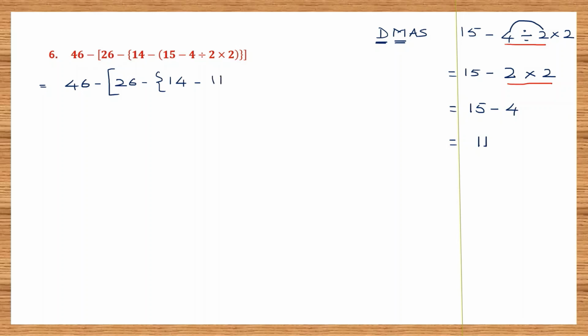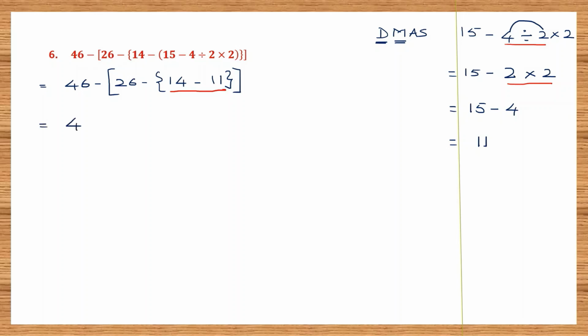That means we have removed our parenthesis. We are going to put back the curly bracket and the square bracket. So now we have two brackets, square bracket and curly bracket. Which one should we do first? The curly bracket. That means we need to simplify what is inside this, 14 minus 11. So let's work that out.